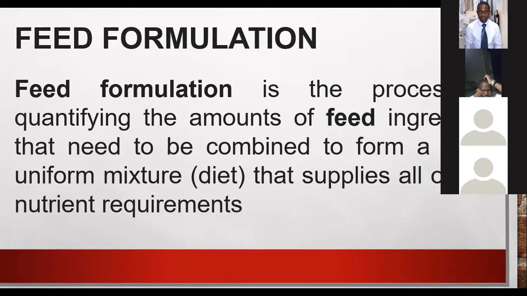When we're talking about feed formulation, when we say quantifying the amount of feed ingredients, that means not the single ingredient.